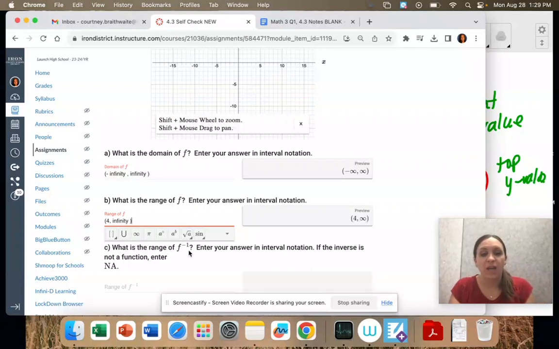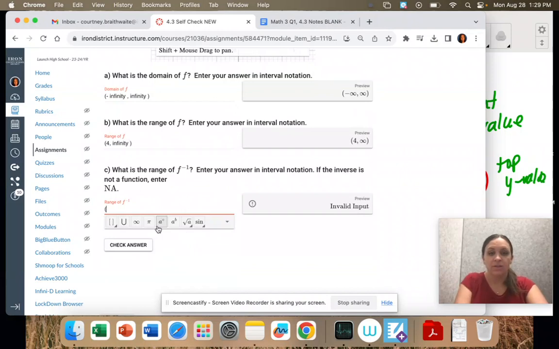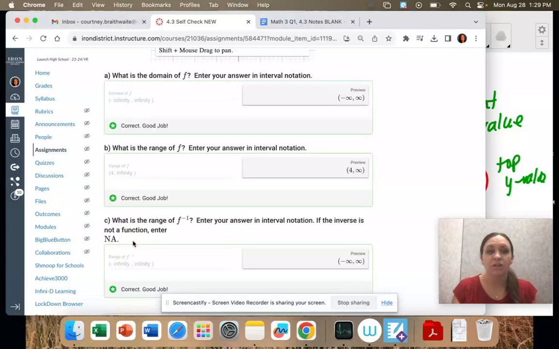Saying what is the range of the inverse? So remember, the range and domain switch. So this is the same as the domain. Just like our x and y switch, our domain and range also switch.